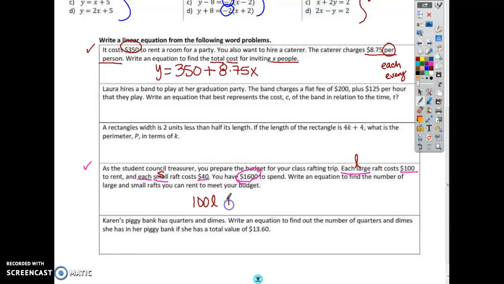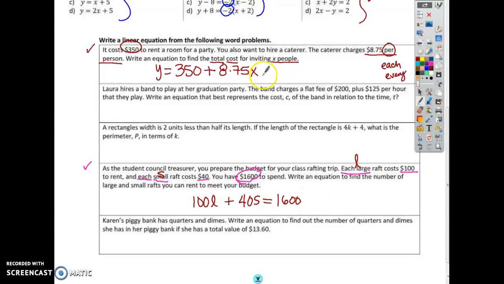Plus, how much are the small ones? 40. So 40 is going to go with the letter S for small. 40 for each small one. And then we have a budget, right? Budget means that's the total amount that you can spend, equals 1,600. And that's it.